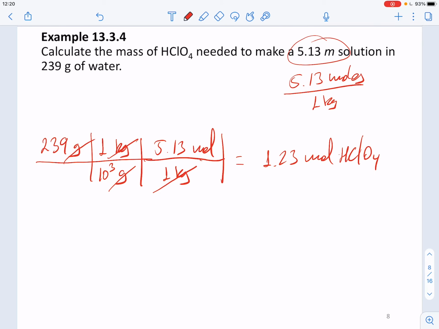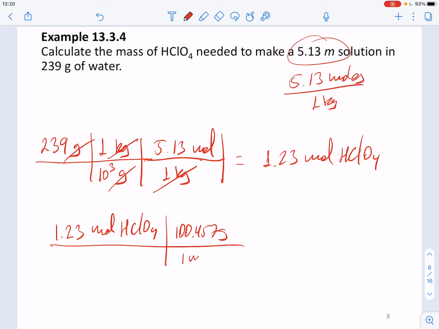acid. Okay, and we could have done this in just one go, but 1.23 moles of perchloric acid times the molar mass, which is 100.457 grams per mole, is equal to 124 grams of perchloric acid. So a solution 5.13 molal of perchloric acid in 239 grams of water contains 124 grams of perchloric acid.